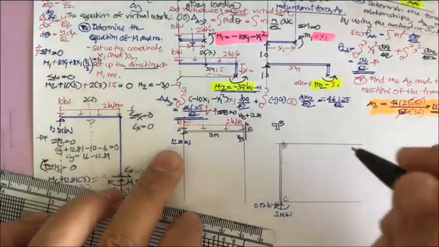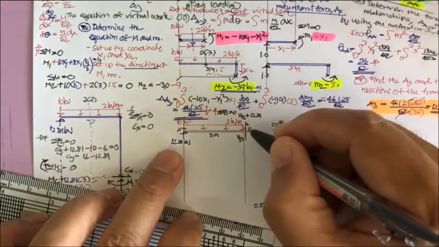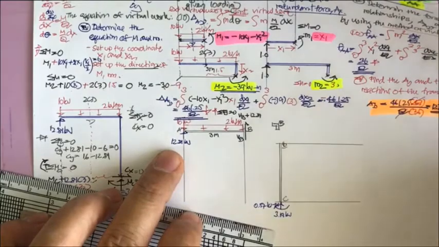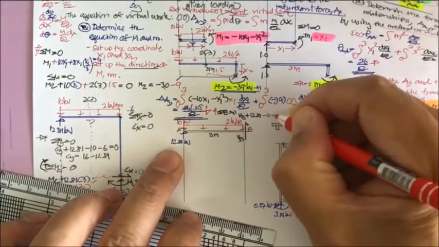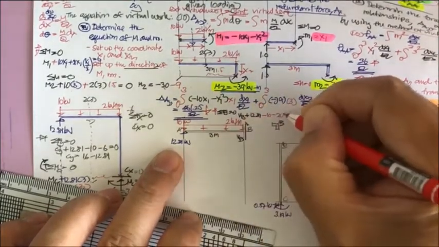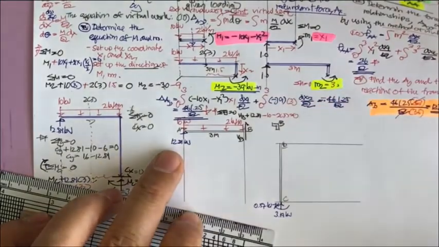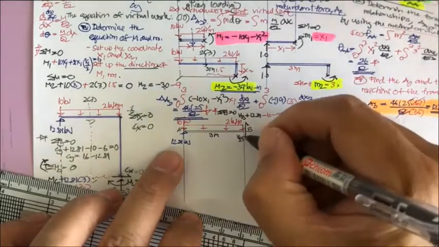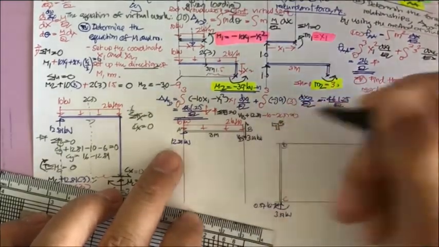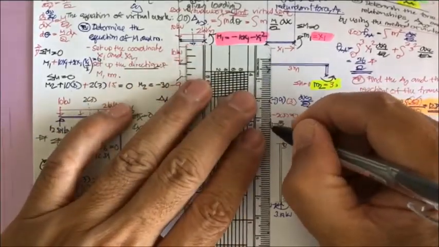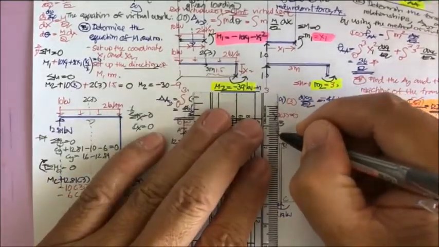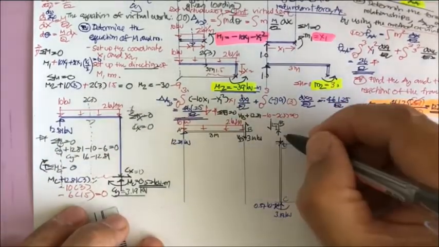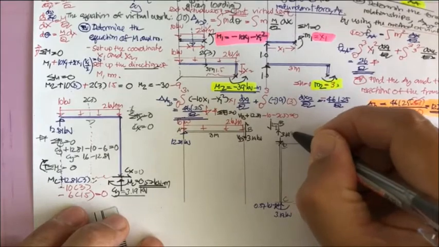Actually, you don't need to, but it's okay. It's going to be the same thing. This one plus this one, 12.81, and you're going to be minus 10 minus 2 times 3, and then equal to 0. And then you will get your V sub B equal to 3.19 kilonewton. And this one is going to be downward here, and upward here, and downward here. So this one is 3.19. This one also 3.19 kilonewton.